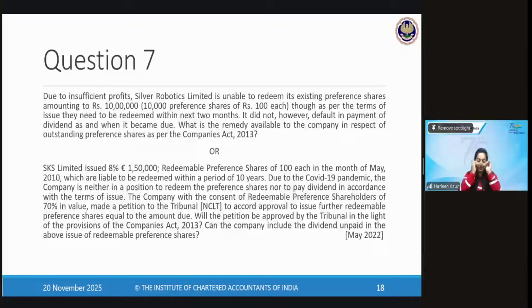As per the provisions of the Companies Act 2013, a company can issue further redeemable preference shares in respect of the unredeemed shares, equal to the amount due. In the relevant case, Silver Robotics Limited is unable to redeem its existing preference shares amounting to 10 lakhs, which are due in the next 2 months. So the conclusion will be that Silver Robotics Limited can issue further redeemable preference shares in respect of unredeemed shares equal to the amount due, and such unredeemed preference shares are deemed to have been redeemed.